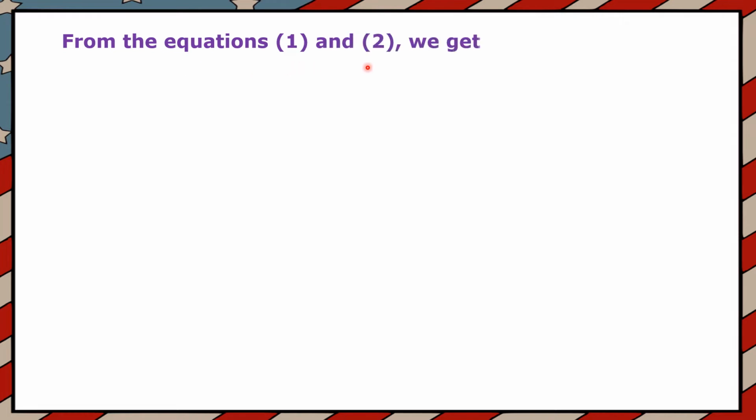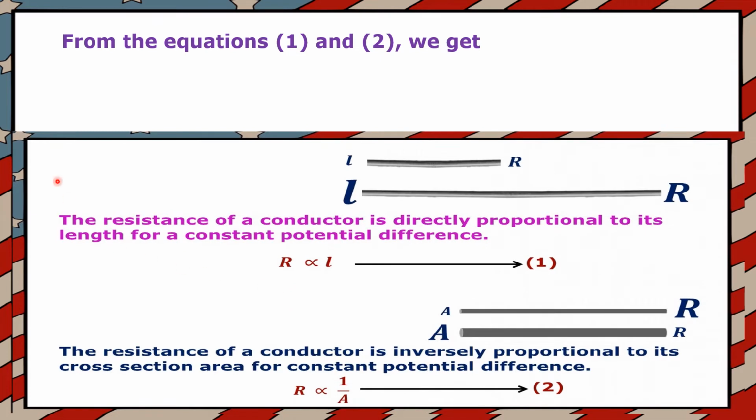Let us combine the above two equations. From equations 1 and 2 we get... let us bring back those two equations once again. You can see here, just now we have seen R is directly proportional to L and R is inversely proportional to A. Let us combine these two equations and write R is proportional to L by A. That is, R is directly proportional to L, whereas R is inversely proportional to A. That means when L increases, R also increases. When L decreases, R also decreases. Whereas when A increases, R decreases. When A decreases, R increases.